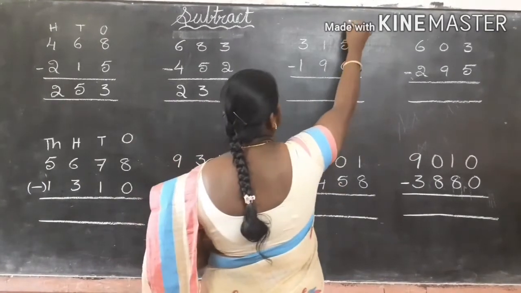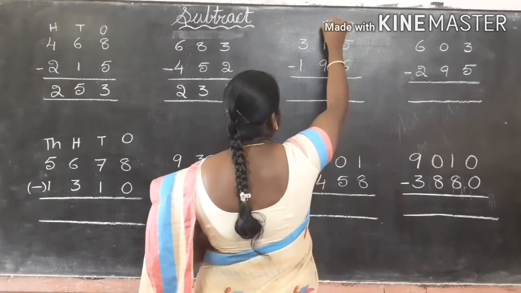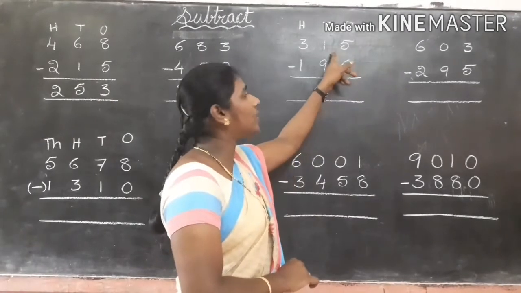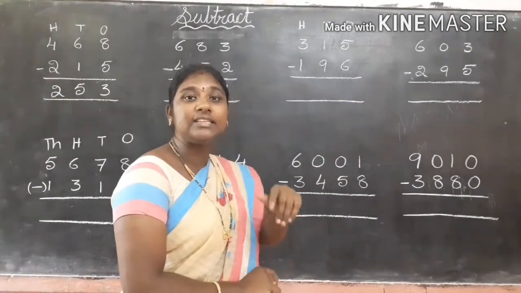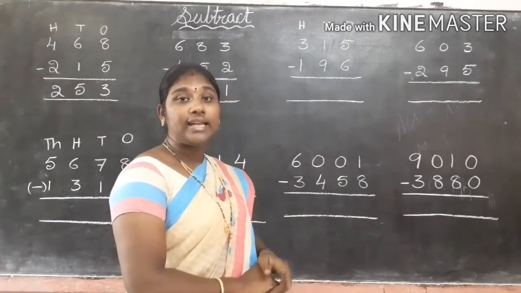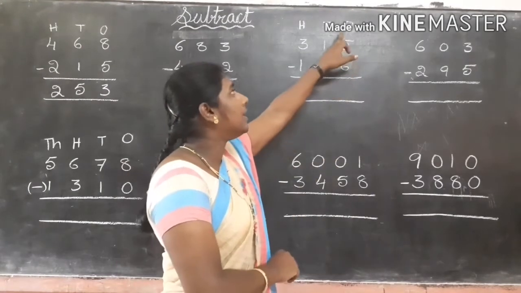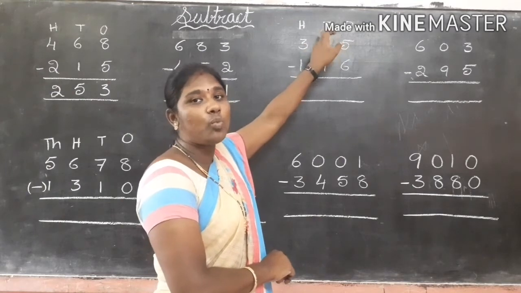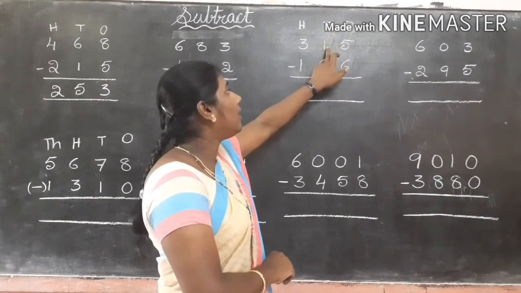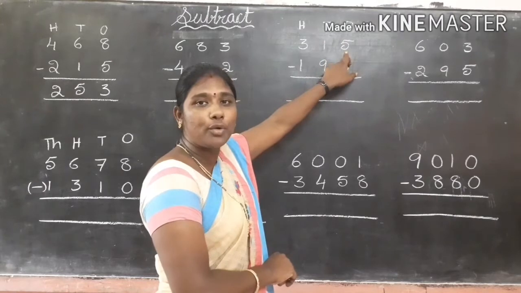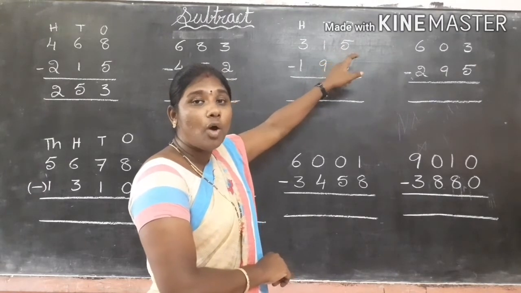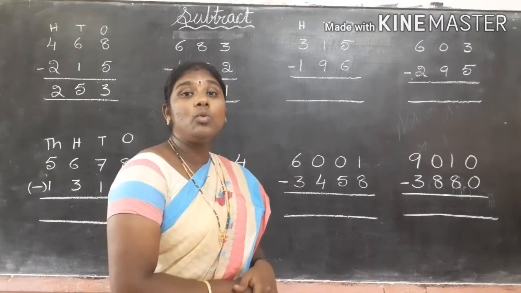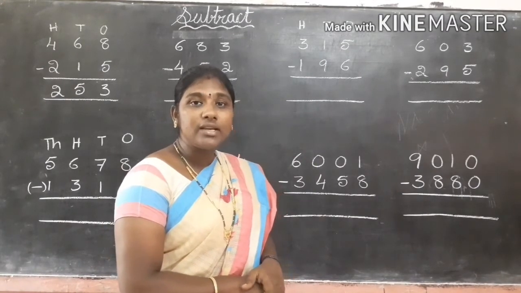Here it is the ones place, this is the tens place, this is the hundreds place. From each place to the next place, how many times is it increased? 10 times it is increased. That means 1 ten is equal to 10 ones. So when we take the borrow from here to here, it will come as 10. 1 ten is equal to how many ones? 10 ones.